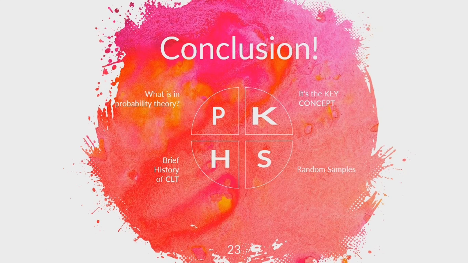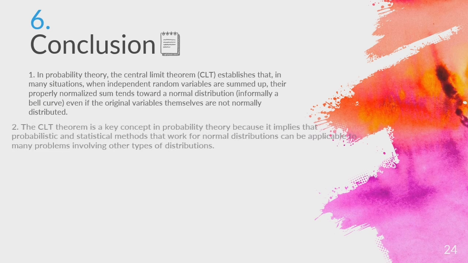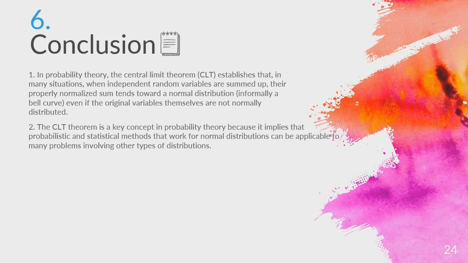The conclusion. This is the final section we are going to see. There are 4 main points that have been summarized from the previous explanation. Firstly, in probability theory, the Central Limit Theorem, or CLT, establishes that in many situations, when independent random variables are summed up, their properly normalized sum tends toward a normal distribution, even if the original variables themselves are not normally distributed. Secondly, the theorem is a key concept in probability theory because it implies that probabilistic and statistical methods that work for normal distributions can be applicable to many problems involving other types of distributions.